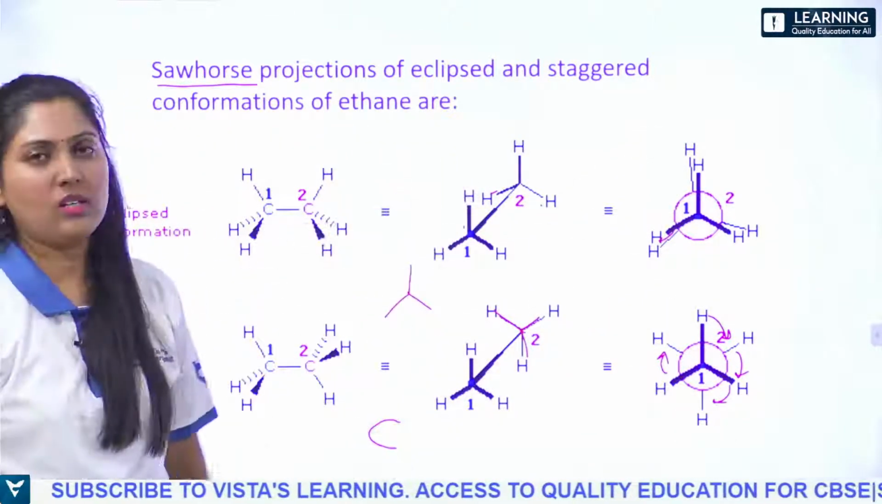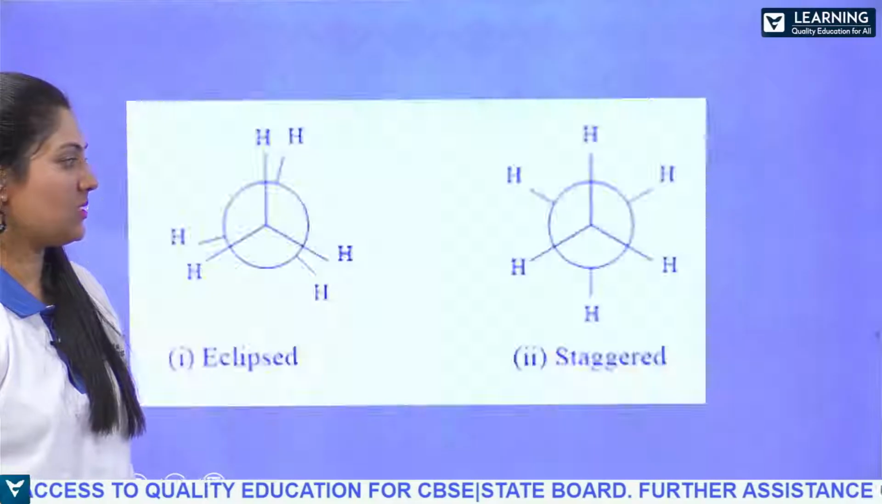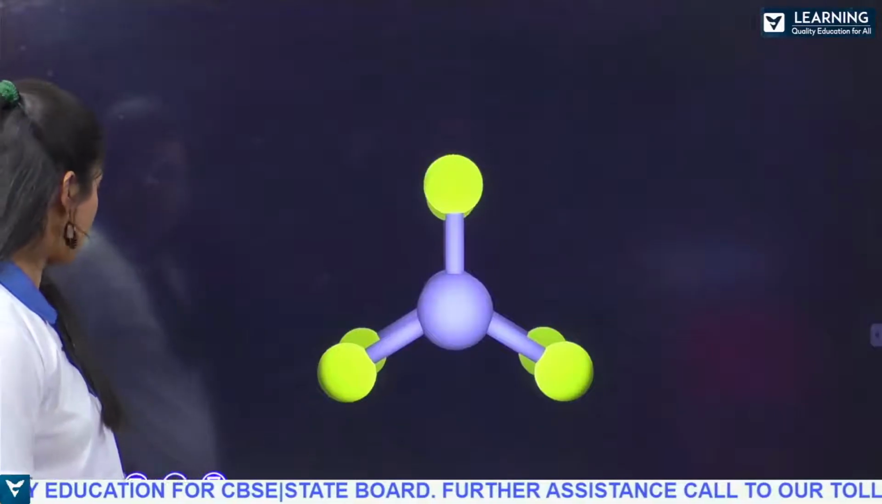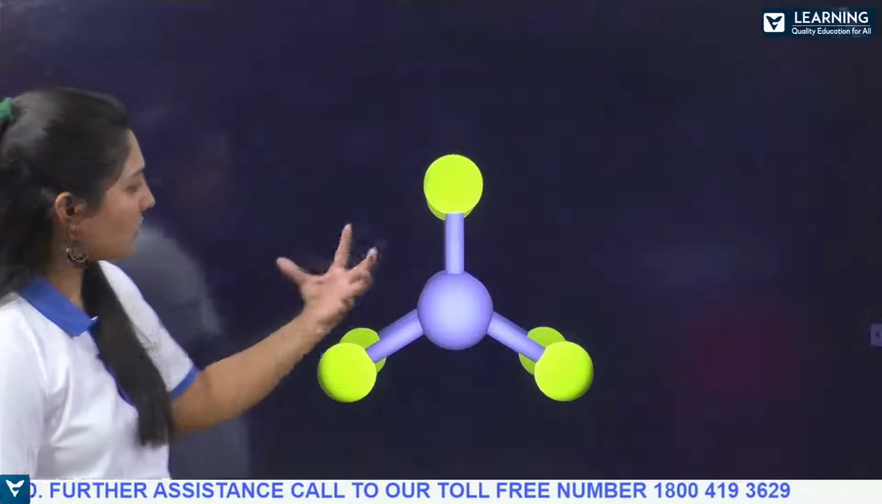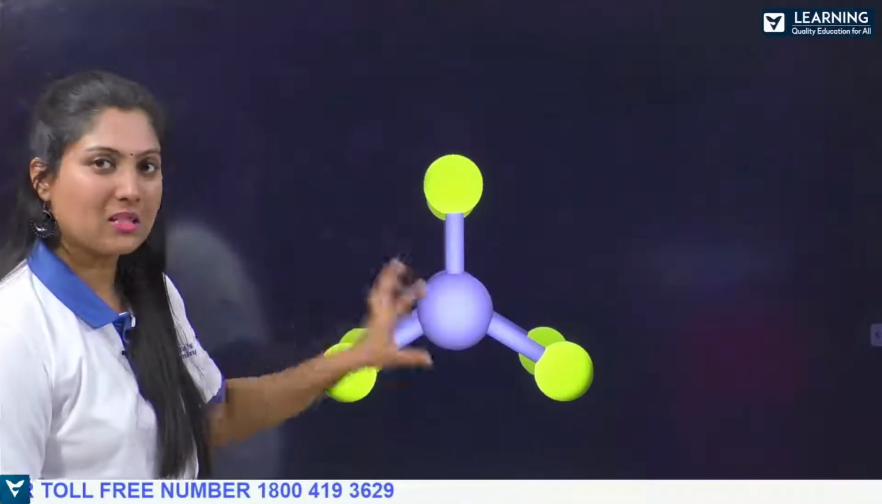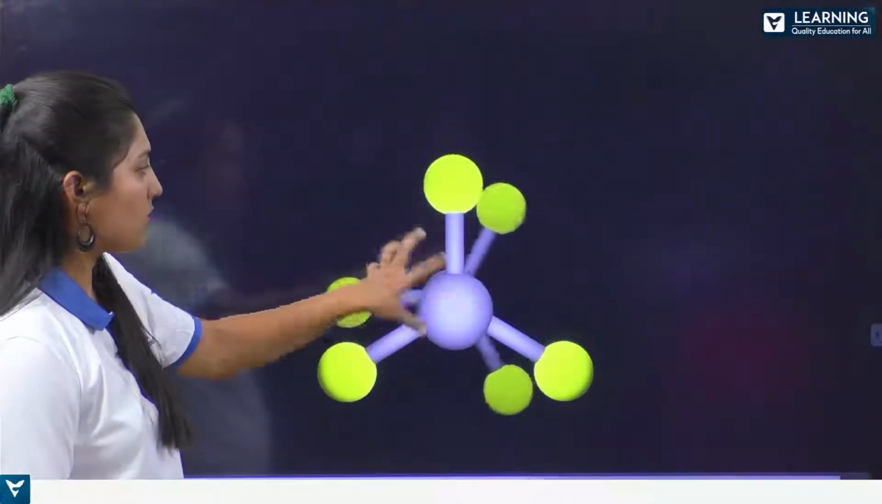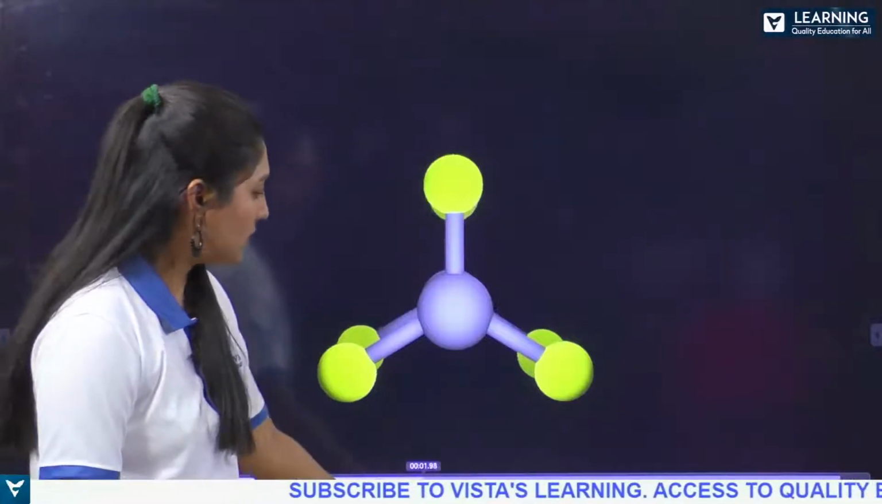This is the Sawhorse projection. So do you understand this, students? Do you have any doubts? You can see this is the Newman's projection, where you can see only one carbon atom and the 3 hydrogens are seen, but at the back you have the carbon and hydrogens which are being rotated, and we get that as the staggered, whereas this is the eclipsed, and when it is turned we get the staggered one.